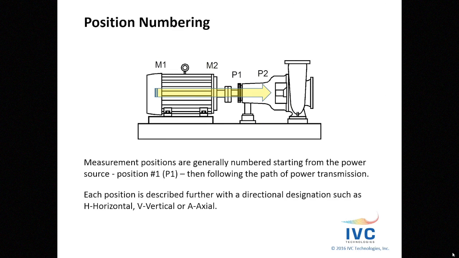Position numbering. Again, from a consistency standpoint, measurement positions are generally numbered starting from the power source, which would be position 1, then following the path of power. Each position is described further with a directional designation such as horizontal, vertical, or axial. Again, following from driver to driven. So each subsequent guy goes out in the field and knows where to start and where to finish, so all the data goes into the right places, the trends are accurate, the data is accurate. Again, garbage in, garbage out. None of this is real complex, but it's very important to factor in.